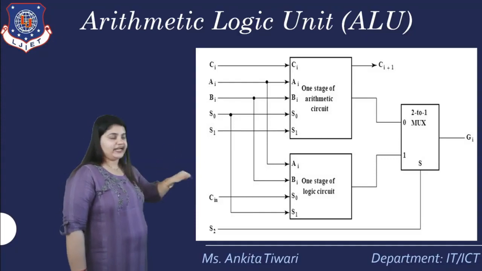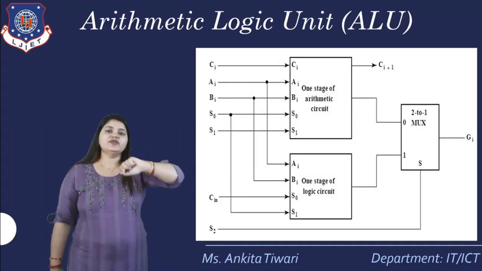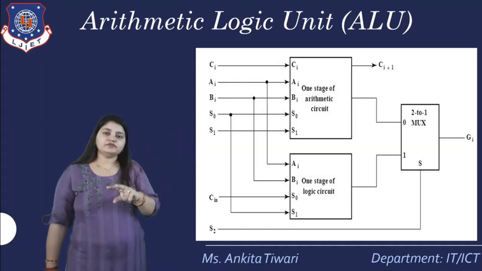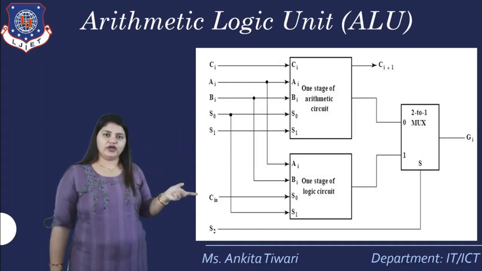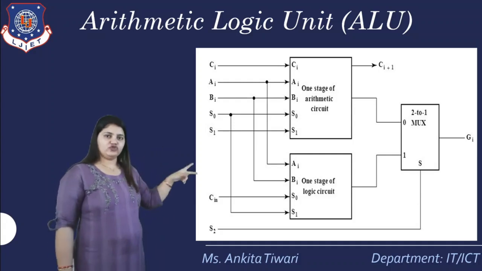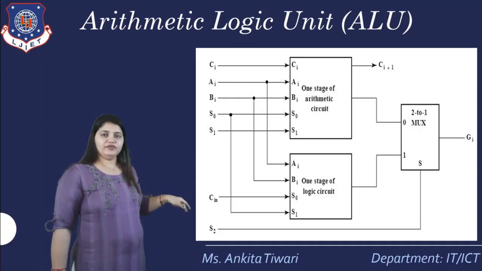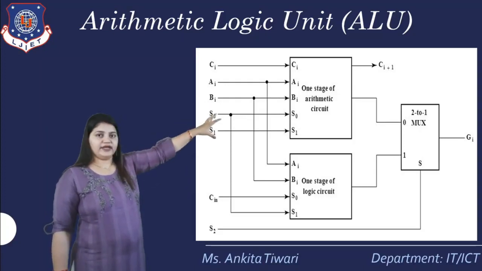So to control that, we are using a 2 cross 1 mux. Mux is a multiplexer which will select which operation is to occur, because it will give only one result. That means it will select from these two operations which will happen. So here the output will be selected from either the arithmetic or the logical.